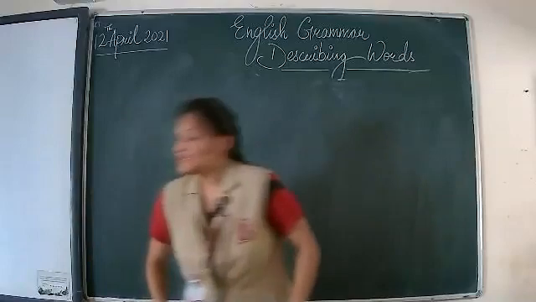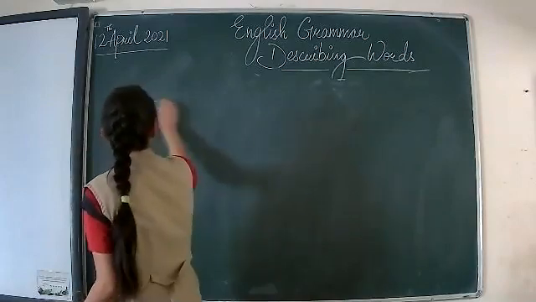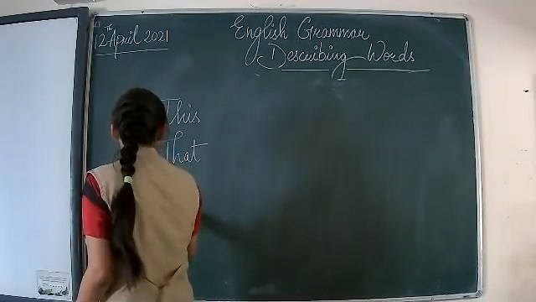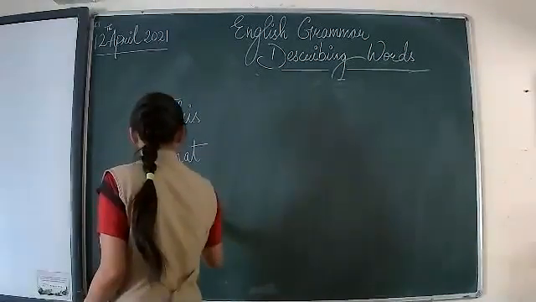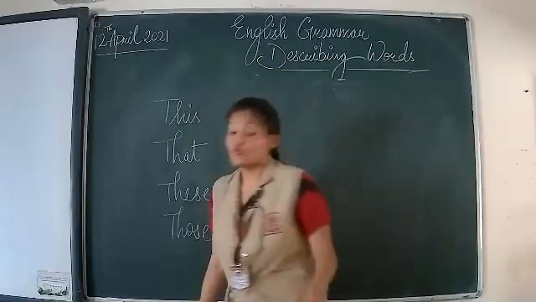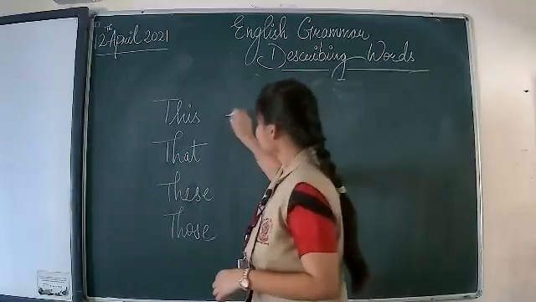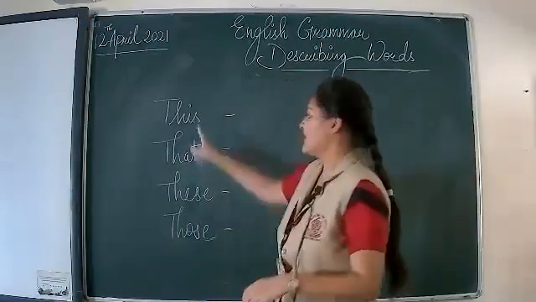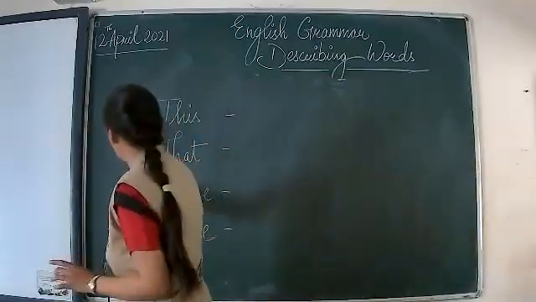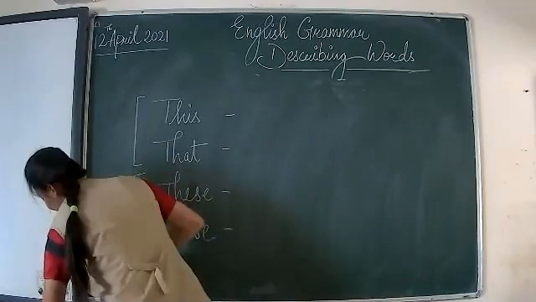Okay, now another important thing that we have to keep in mind is this, that, these, and those. You have to keep in mind when to use which of these. This, that, these, those. When do we use them? This and that, these and those. These are the categories.